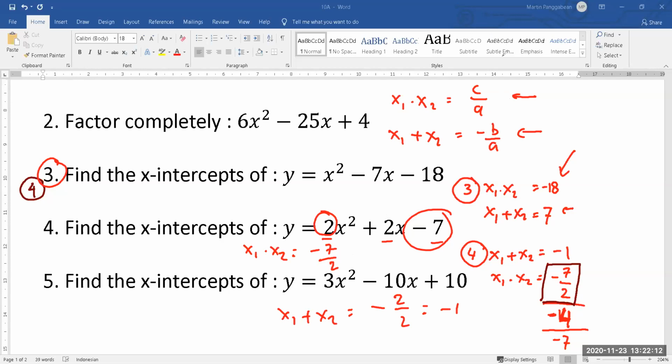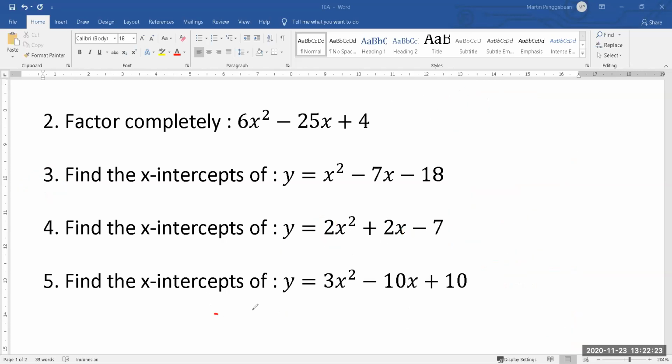Good. So if you only have one x-intercept, let me ask you, for example, let's just pretend we don't know it's only one x-intercept. Okay, x squared plus 4x plus 4. Actually, this is equal to x plus 2 squared. It means you only have one x-intercept. Okay, let's just pretend we are using this one.